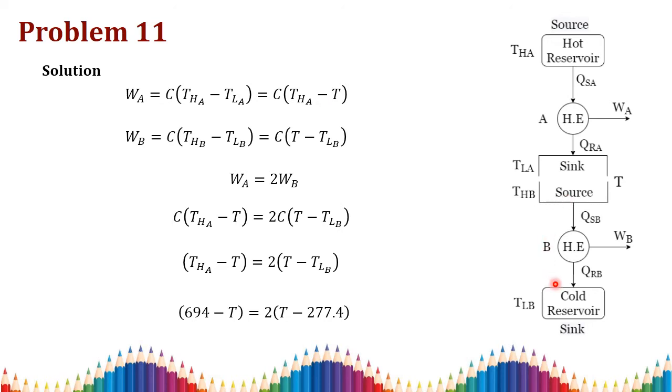And again I am writing the work done for this engine, that is C into THB minus TLB. This THB can be written as T, so I can write it as C into T minus TLB.